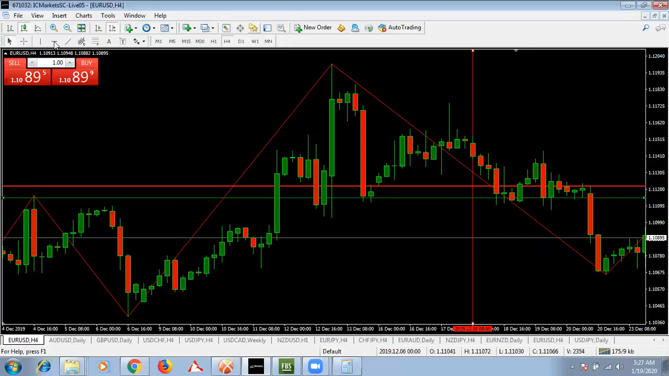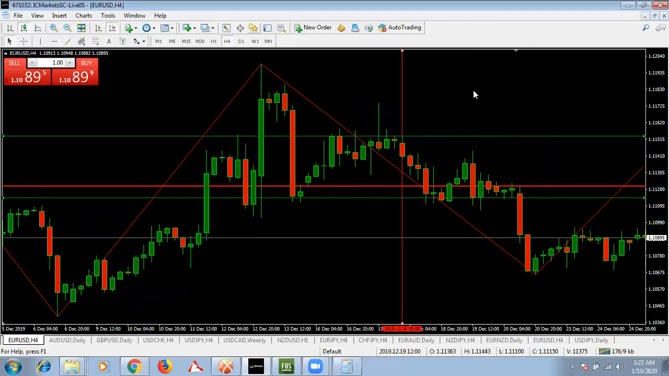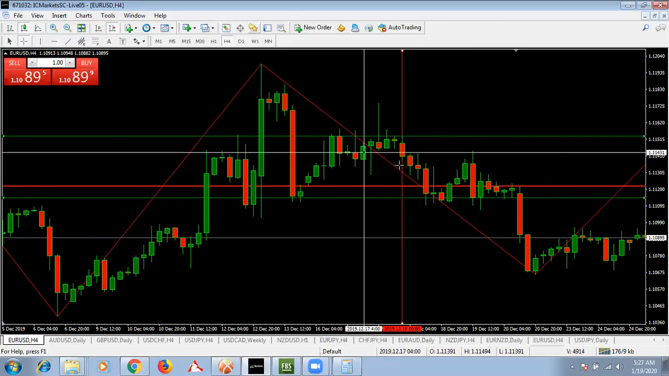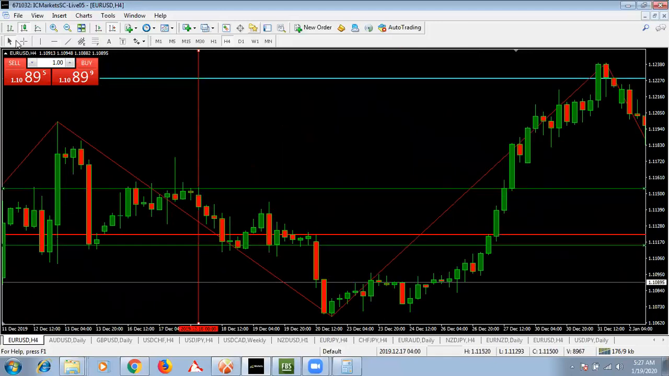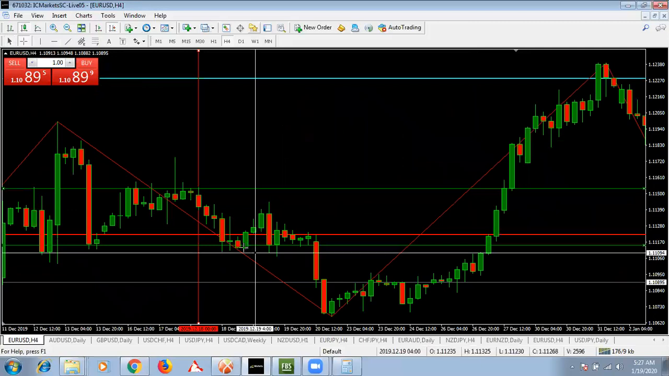And here we have our resistance. This is a resistant level on the 4-hour time frame. So the market closed below at this point, and you take your sell trade from that level.